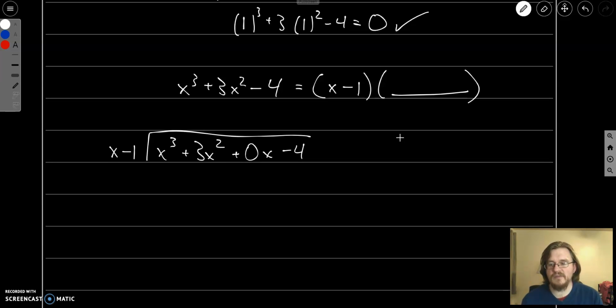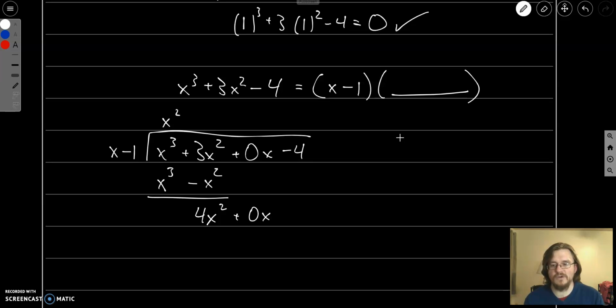X cubed divided by x is going to be x squared. So x squared times x is x cubed. X squared times -1 will be negative x squared. I subtract the bottom line from the top. So x cubed minus x cubed is 0. 3x squared minus a negative x squared, since we're subtracting a negative, it's just like adding. And then I'll drop down the next one.